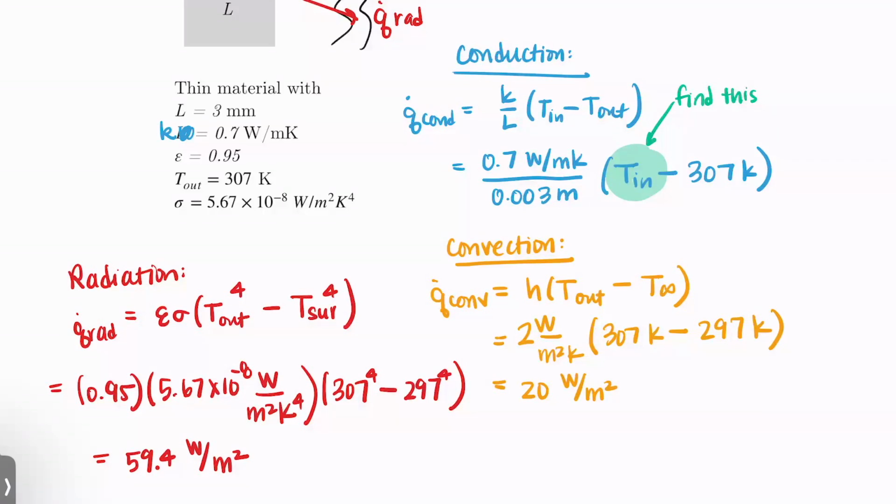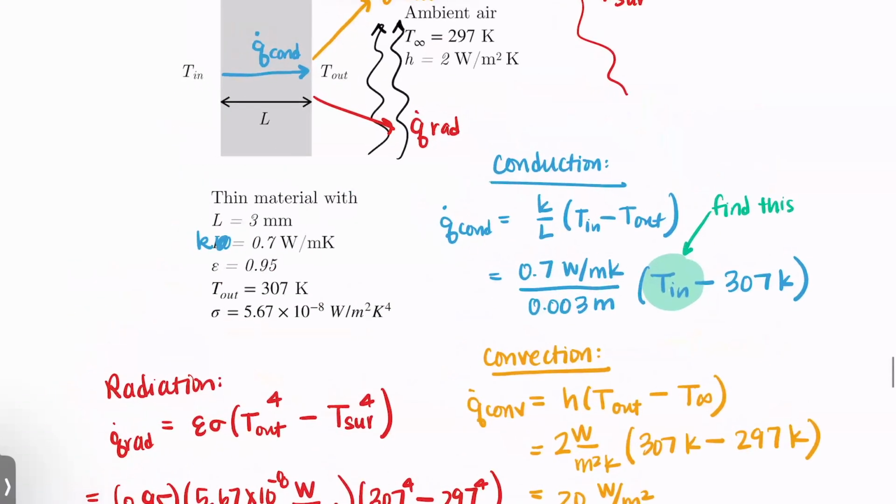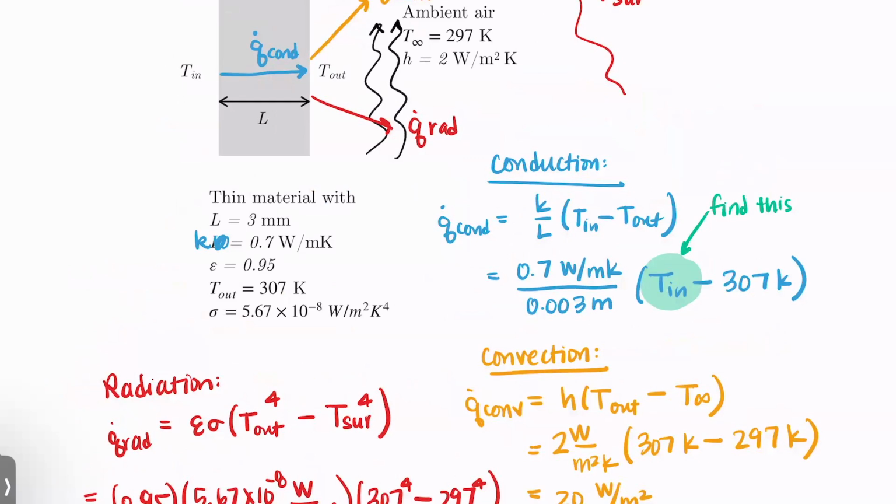Okie dokie. So we have all of our Q dots accounted for here, and we have highlighted that we need to find T in. We don't have that yet, but we need to connect the Q dots together in order to figure out what T in would be. So we're going to do our energy balance at the T out surface.